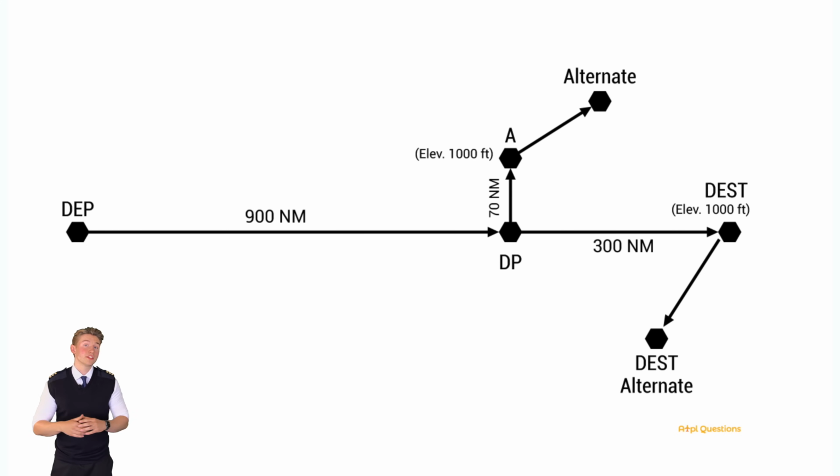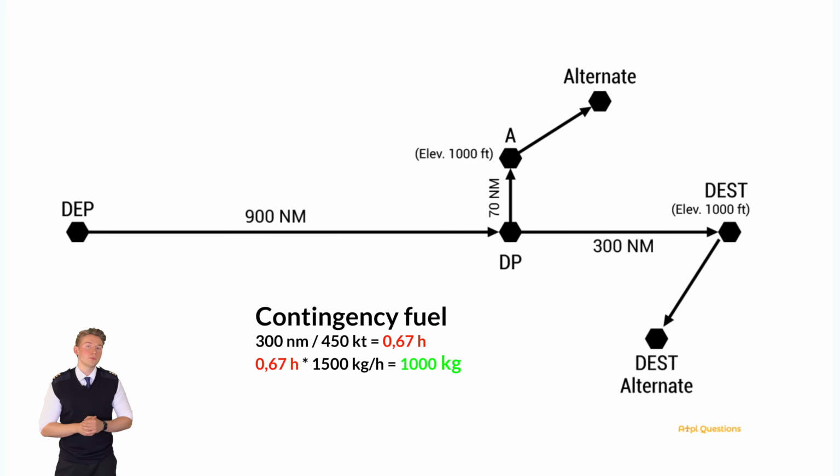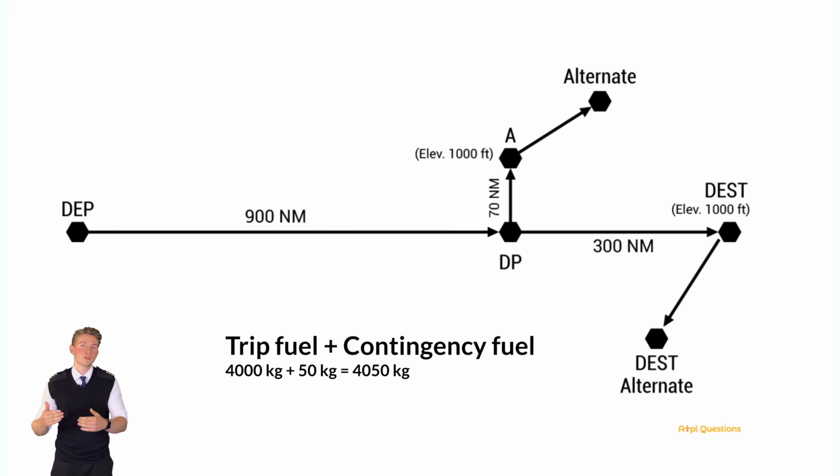The 5% contingency fuel, however, will in this case be applied to the second leg from the decision point to the destination airport only. As before, we calculate the fuel burn for this leg and obtain 1000 kilograms, of which 50 kilograms equal 5%. So trip fuel plus contingency fuel for this reduced contingency fuel procedure is 4050 kilograms.